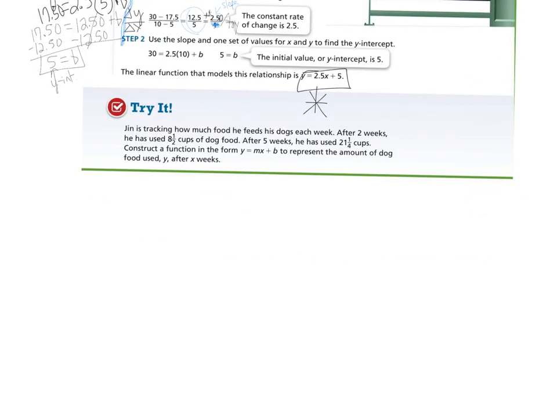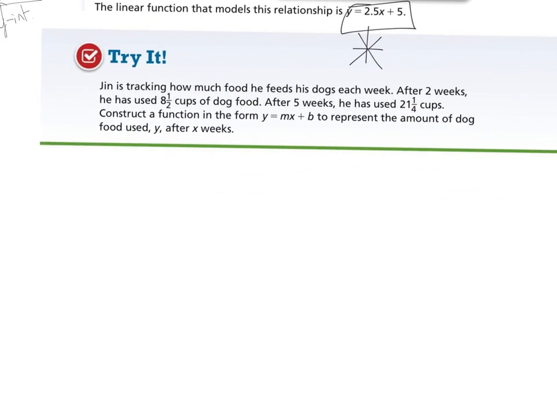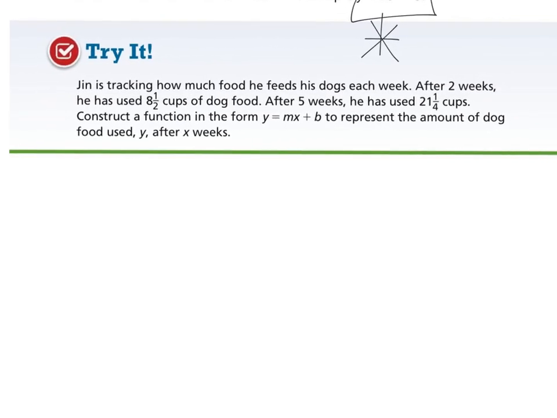If we look at the try it, they're tracking how much food they feed their dog each week. And again, they don't list it this way, but we could make the information they're giving to us as ordered pairs. So 2 weeks they've used 8.5 cups of dog food. After 5 weeks they've used 21 1/4.